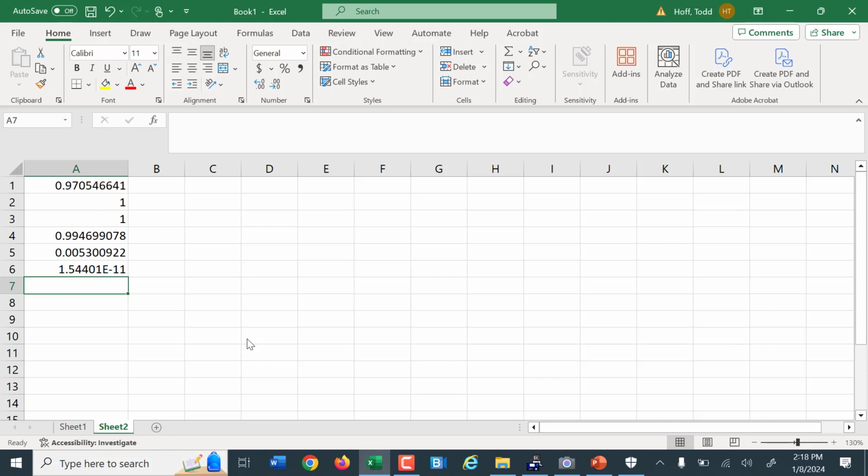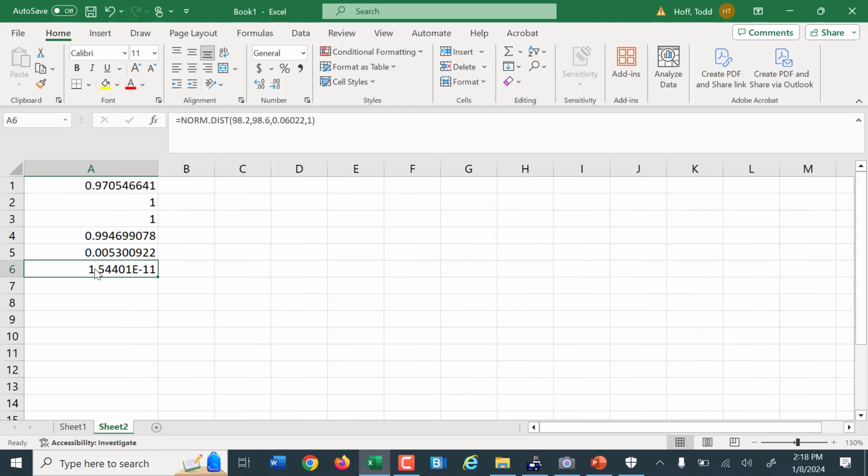It gives me now that E negative 11 at the end of that. That is saying, in scientific notation, that it's really, really small. What that really is saying is 0.1, 2, 3, 4, 5, 6, 7, 8, 9, 10. Basically that. Notice when I hit enter, it gives us right back to that notation. That E negative 11 is saying times 10 to the negative 11th in scientific notation.